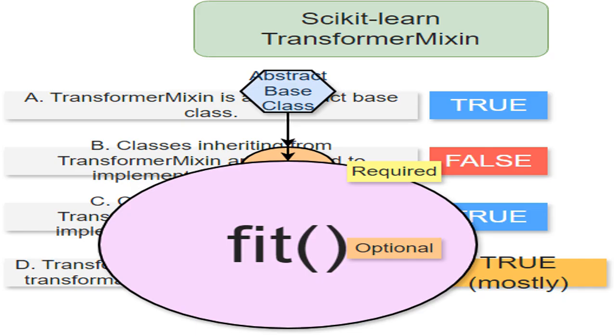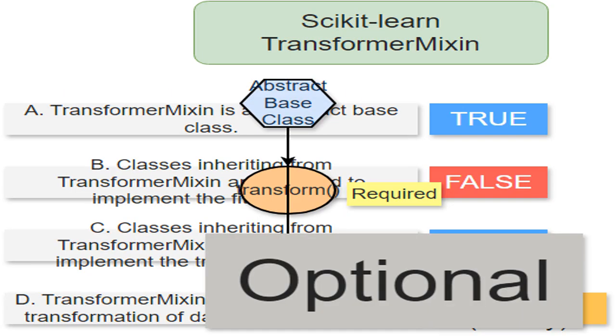The transform method is absolutely required. It's the defining characteristic of a transformer. Without it, the class doesn't meet the basic requirements of being a transformer. The fit method is optional. It depends entirely on whether your transformer needs a learning phase before the transformation. Some do, some don't. It's all about the specific type of transformation.